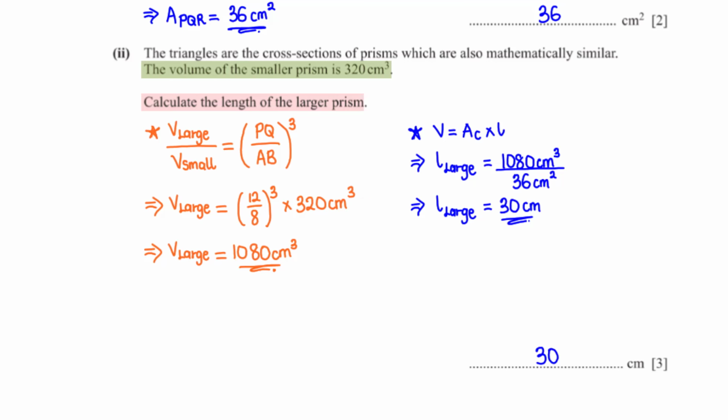We can now find the length of the prism by using the volume of a prism formula. When we make the length the subject of the formula and substitute the values for the volume and the cross-sectional area, we get 30 centimeters.